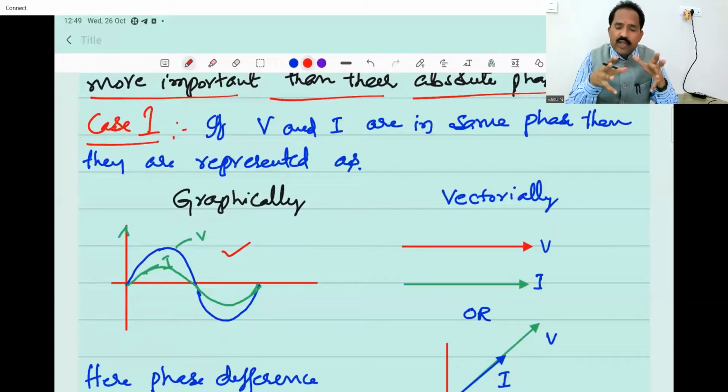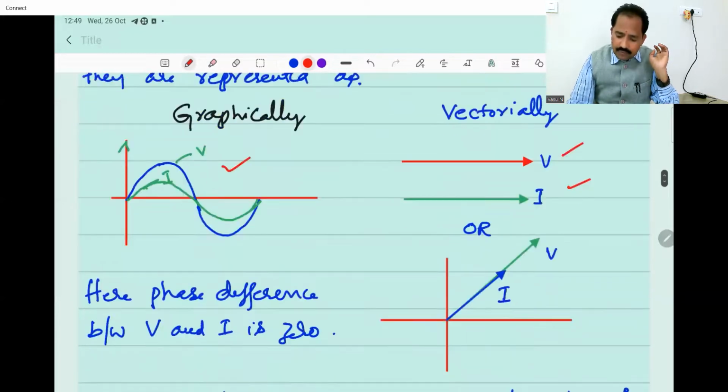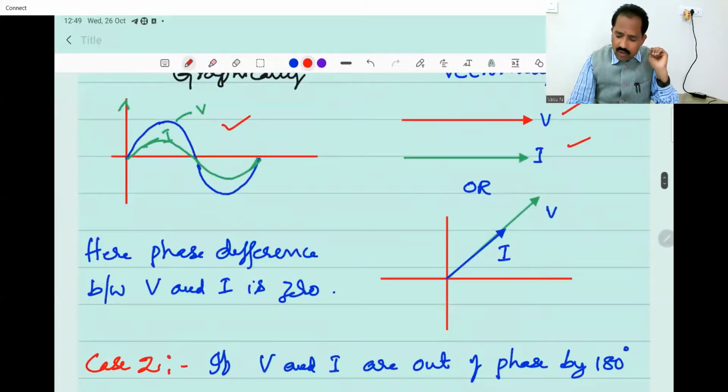So that kind of variation we call as same phase. So here voltage and current are in the same phase. Graphically we have drawn it like that. So vectorially how can we draw it? Look at this. This is a vectorial representation of voltage and current. Or we can also draw it like this. Look at the graph.